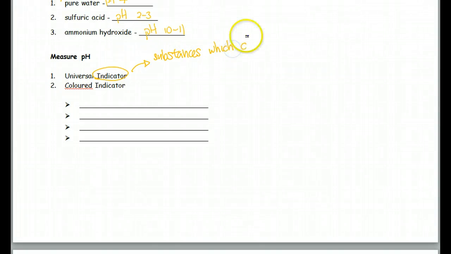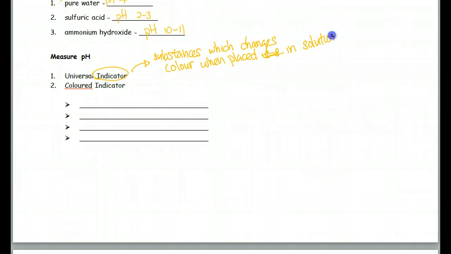which change color when placed in solution of differing pH. Now, universal indicator is one of the indicators used to measure pH.